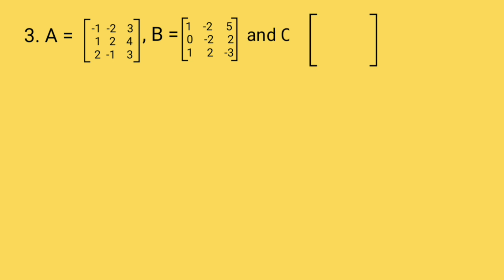And C matrix is equal to [-2 1 2; 1 1 2; 2 0 1]. Then find A plus B plus C. So let's do the solution.